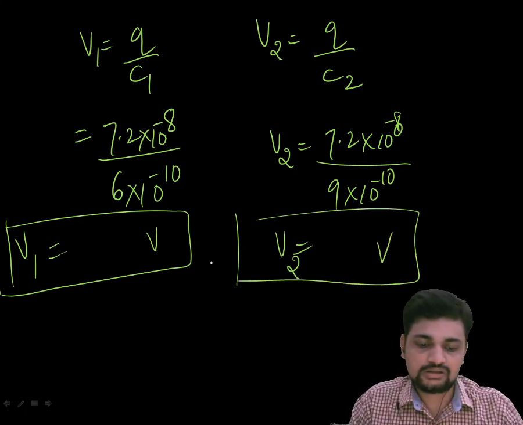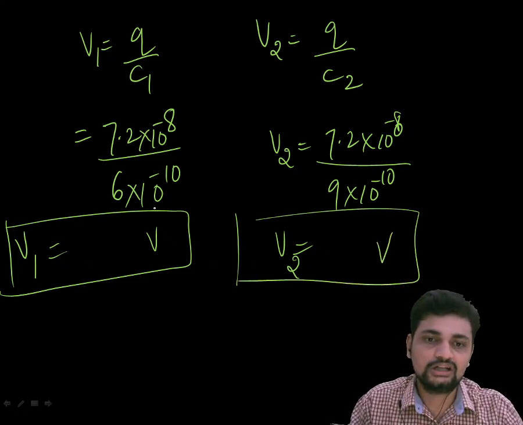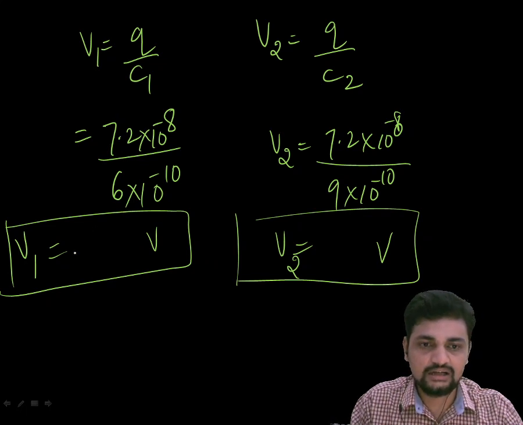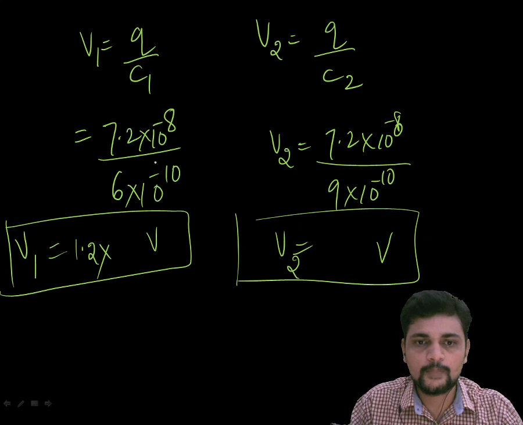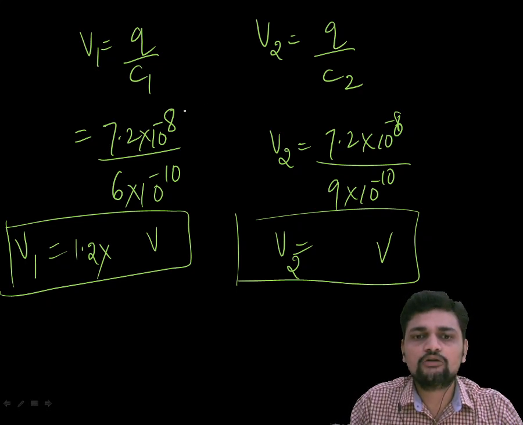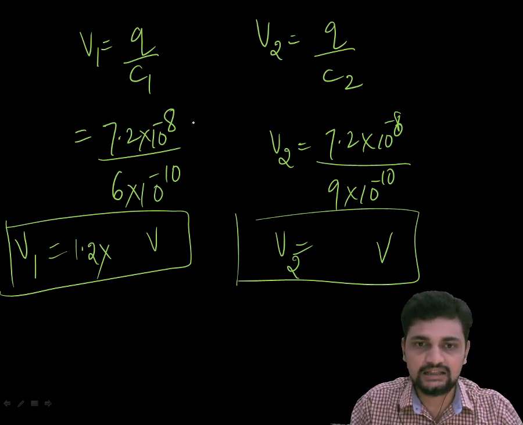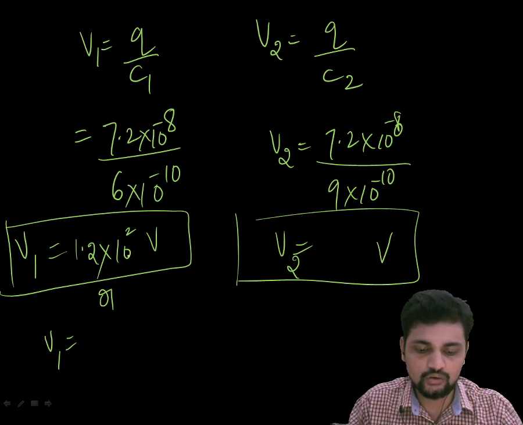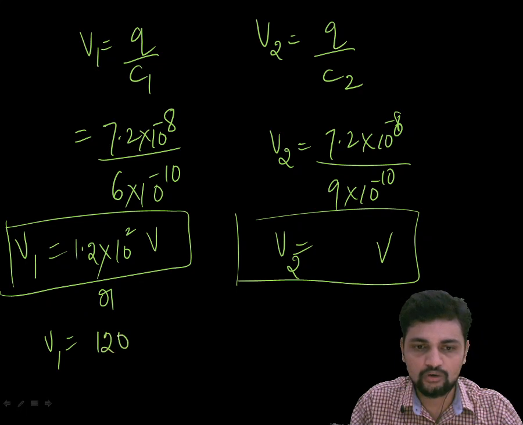So I have made a box, the complete setup is done. Now all I need to do is divide the numbers. 7.2 divided by 6 will yield 1.2. Minus 10 taken to the numerator will become plus 10. So minus 8 plus 10 is 10 power 2, which is 100. You can keep the answer as it is, or you can further simplify. 10 square is 100. So 100 into 1.2 gives you 120 volt.